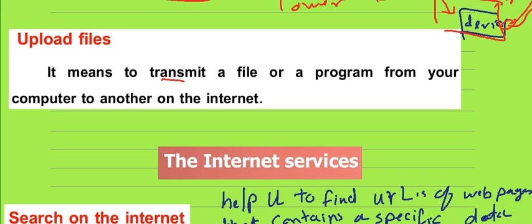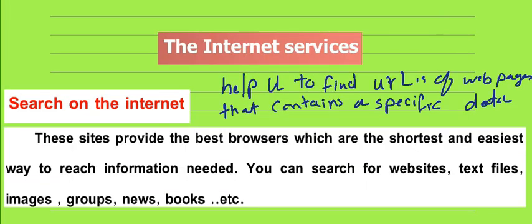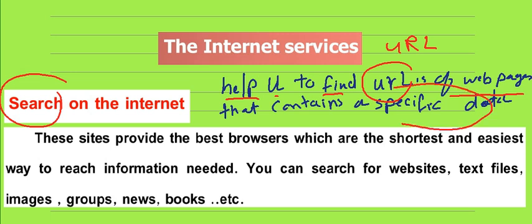You see? The internet offers you many services. Like what? Like search. What is a search service on the internet? It helps you to find the URL of web pages that contain specific data.